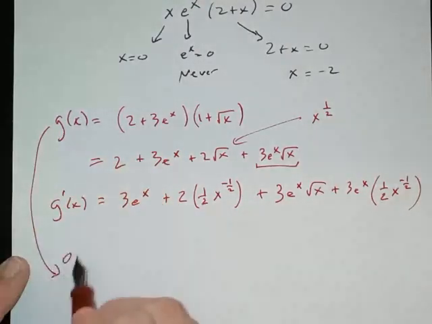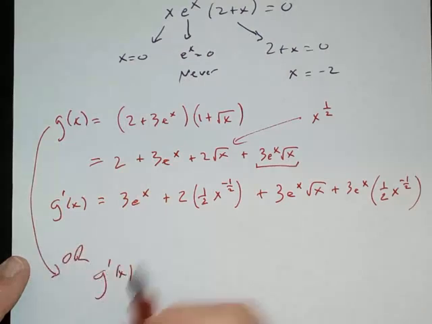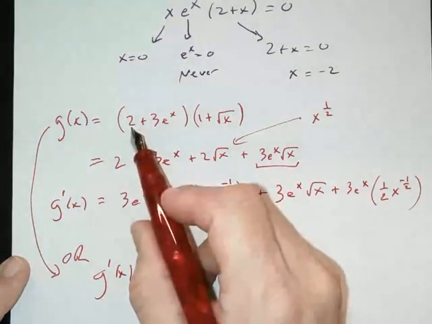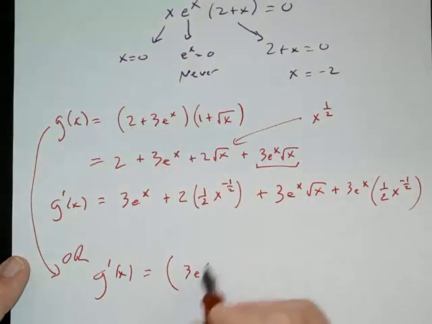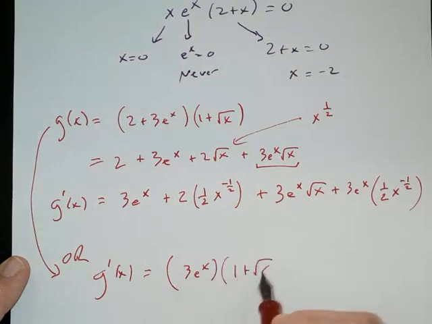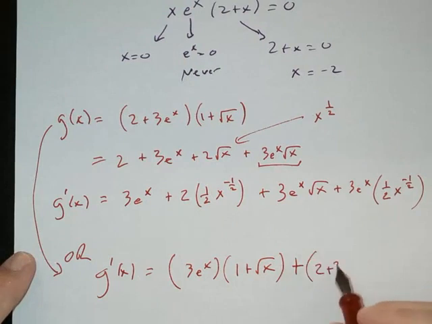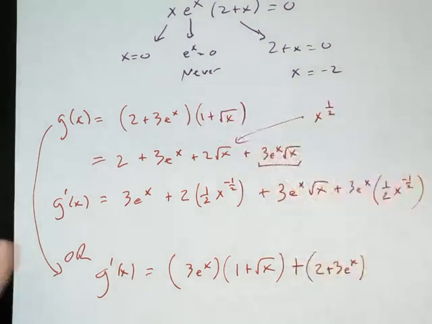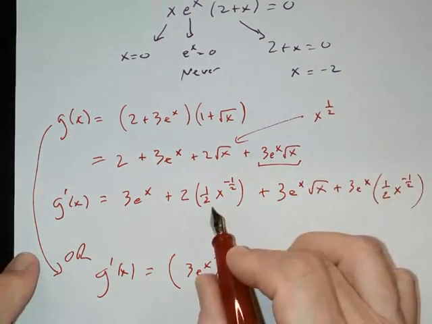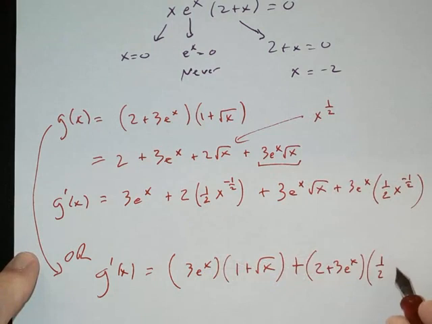If I didn't multiply out, I do the derivative of the first part. Derivative of 2 is 0. The derivative of 3e to the x was 3e to the x. And I leave the second part alone. Add, leave the first part alone, and do the derivative of the second part. What's the derivative of 1? And the derivative of the square root of x, we've now seen that this will be the third time.